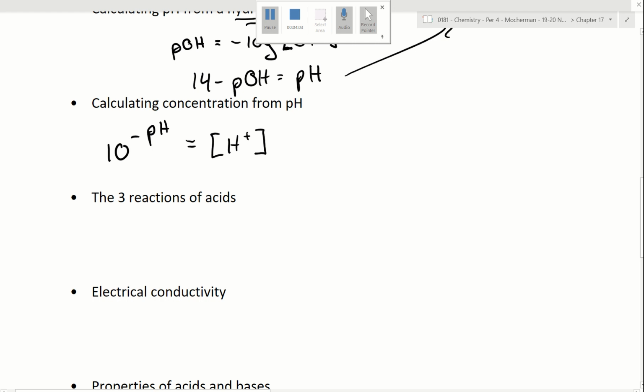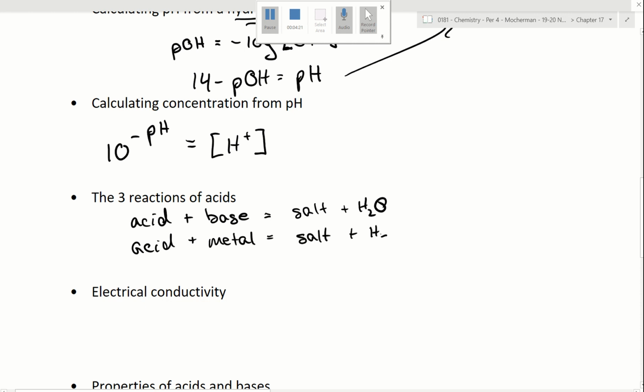There are 3 acid reactions that you need to be familiar with. It's acid plus base is the first, and that's going to give you a salt plus water. An acid plus metal, that's going to give you a salt plus hydrogen gas. And an acid plus a carbonate, and that's going to give you a salt plus water plus CO2 gas. So that's a gas, and this one's also a gas. So those are your 3 reactions.